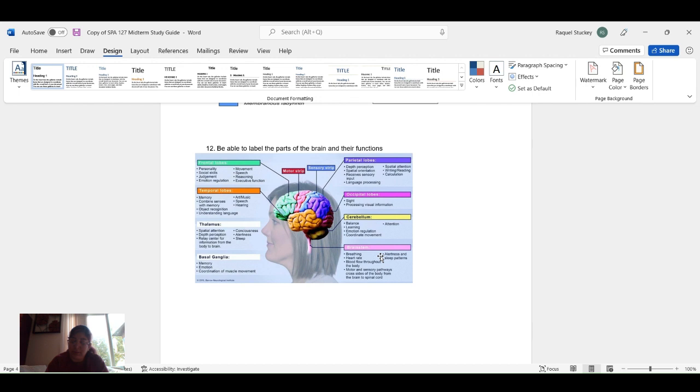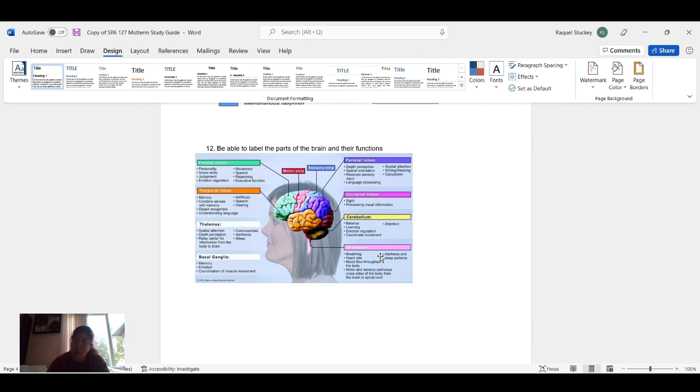Temporal lobes. Brain part that controls depth perception, spatial orientation, receives sensory input, language processing, spatial attention, writing, reading, and calculation. Parietal lobes. Brain part that controls sight, processing visual information. Occipital lobes.